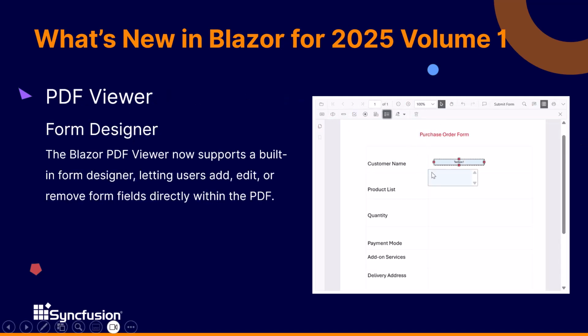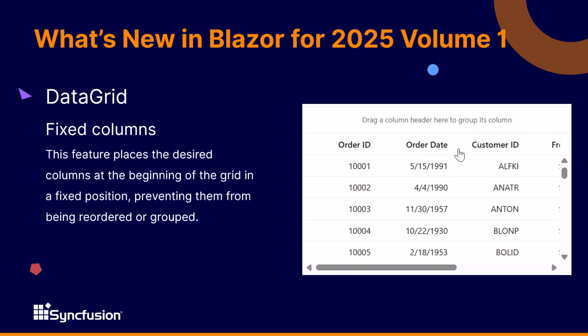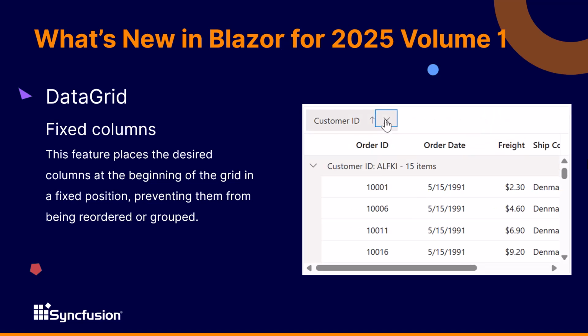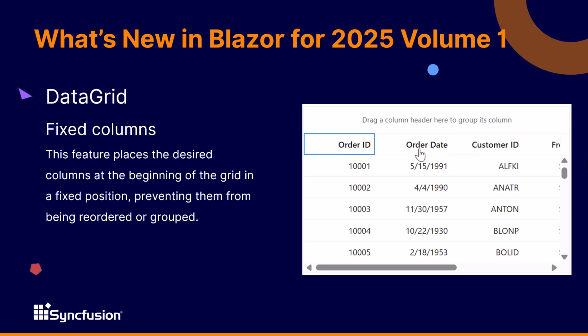The Blazor PDF viewer now comes with integrated form designer support, enabling users to create, modify, and remove form fields directly within a PDF document. This functionality offers the ability to customize forms dynamically in the viewer. Next, with the data grid, you can now lock columns with fixed columns for a smoother scrolling experience.